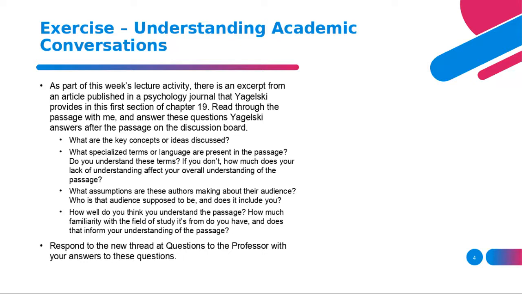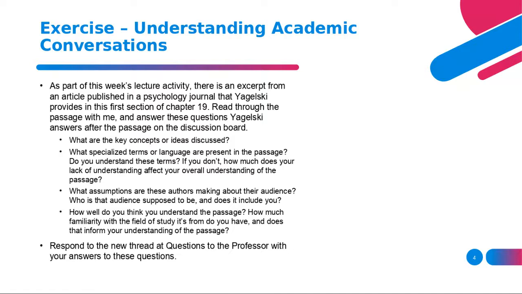All right, so the next slide is the exercise for this week's lecture. It's an excerpt from an article published in a psychology journal that Yagelski provides in the first section of chapter 19. In my book, it is labeled as exercise 7A. In chapter 19, it should be the first textbook exercise.